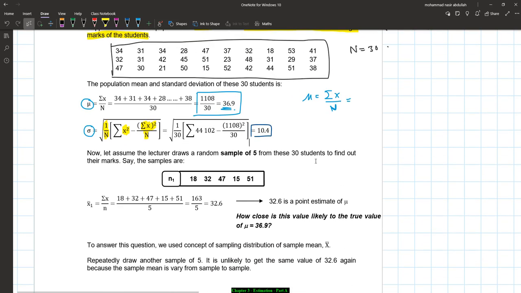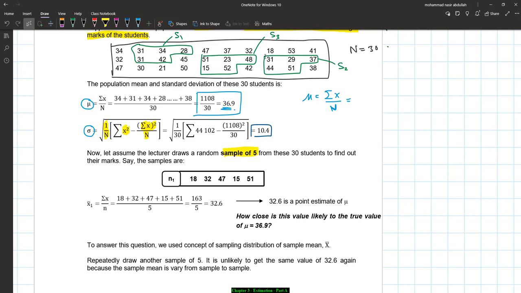So let's say a lecturer draws a random sample of 5 from the 30 students, right? Let's say they select 1, 2, 3, 4, 5. This is going to be sample 1, for example. I just want to show you. Then they take another sample of 5, this is S2. Then they take another one, S3.